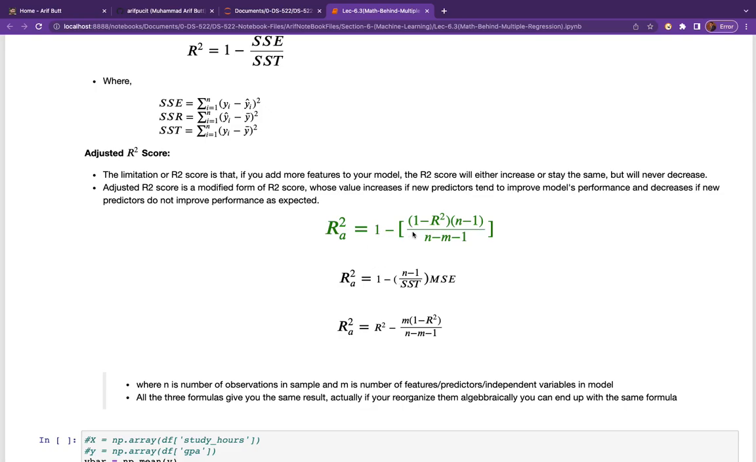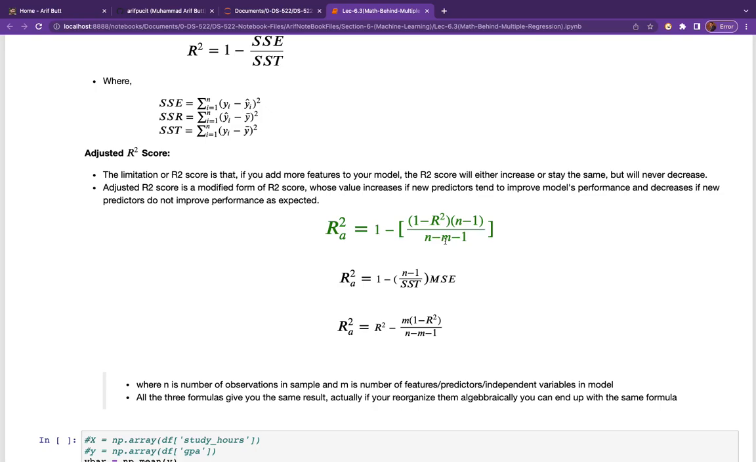Let me explain this formula given in green. First of all, remember that adding a new feature is a loss of 1 degree of freedom, and of course that has its cost. In this formula in green, n represents the number of observations, while m represents the number of input features.